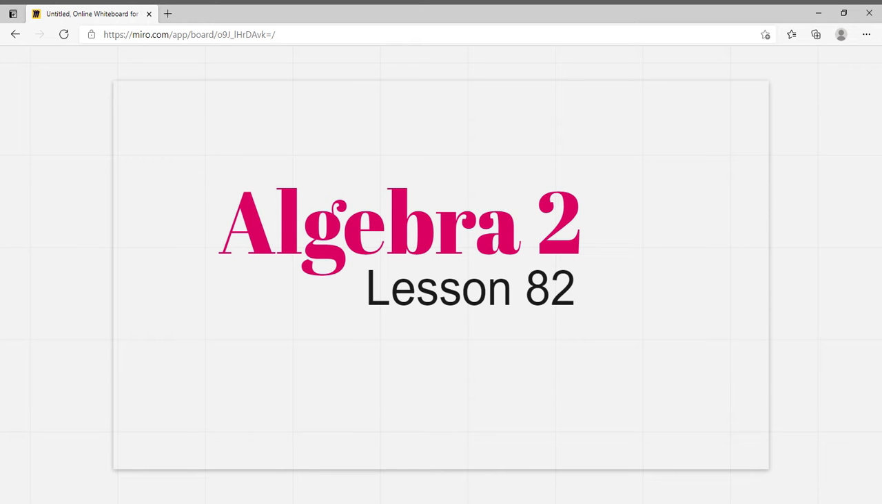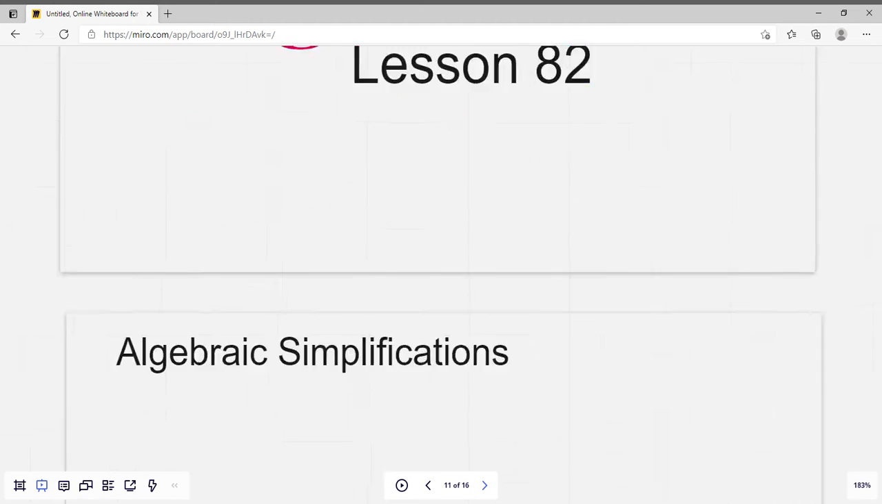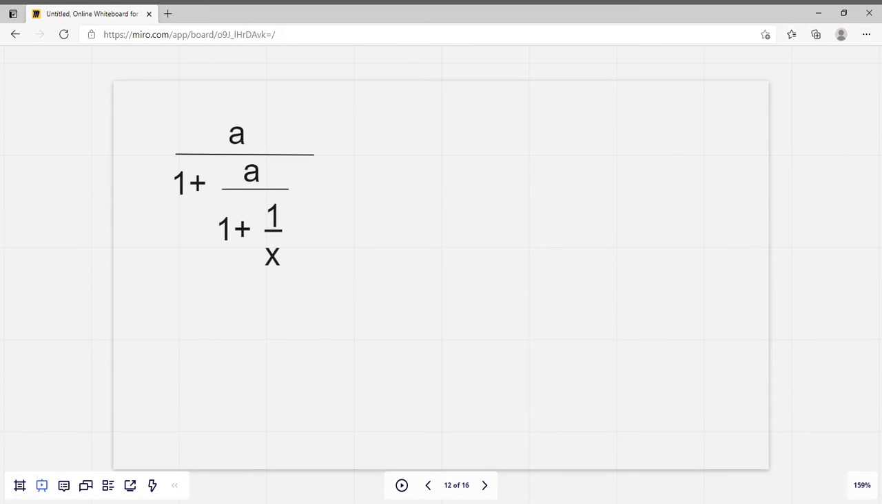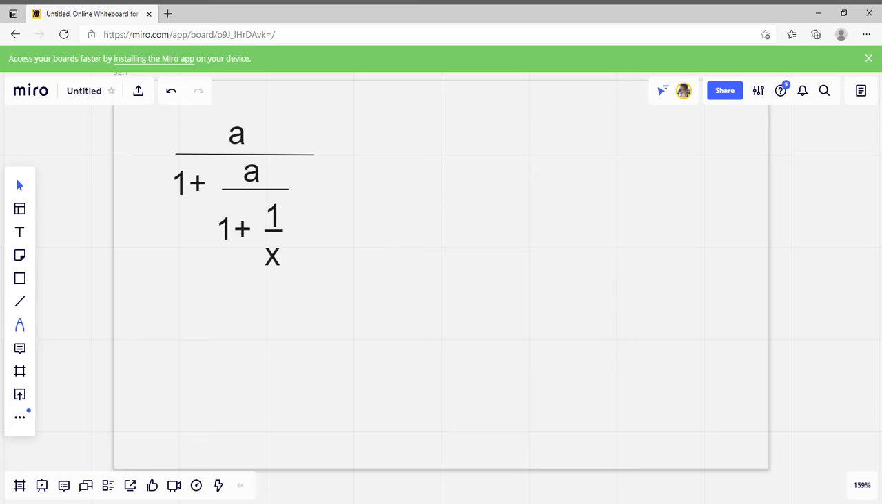This is Algebra 2, Lesson 82, and this lesson covers algebraic simplifications. Okay, so these look complicated, but they're really easy. We're basically just going to be using stuff that we've already learned. Alright, so first we're going to put this part together.